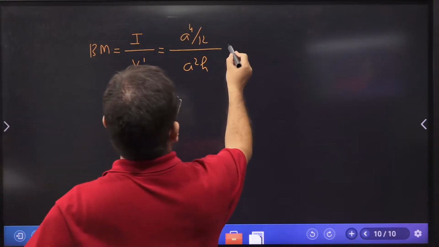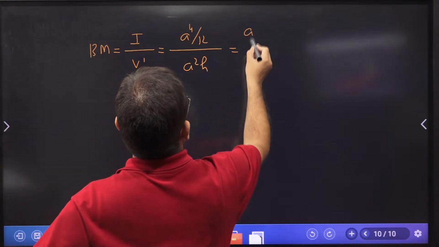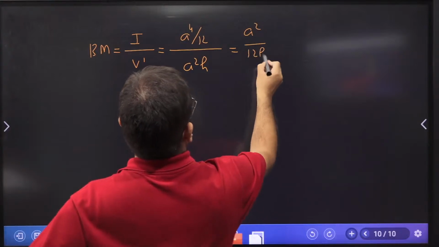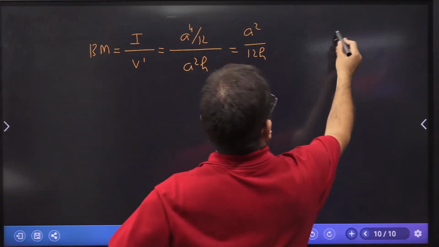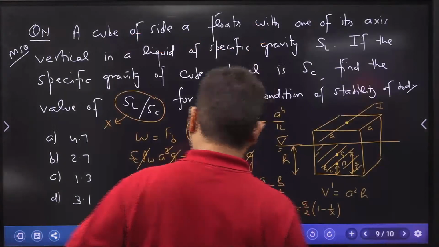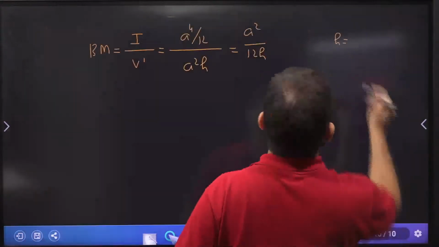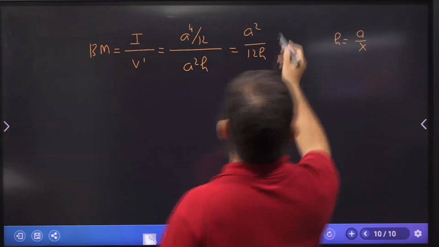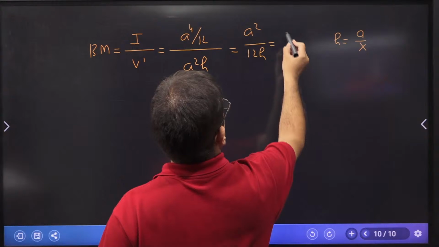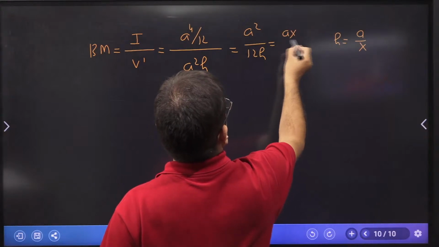Let's cancel out something. It comes out to be a square over 12h. But what was h? We just found it. h is nothing but a over x. Putting that in, one x will cancel out, giving ax over 12.